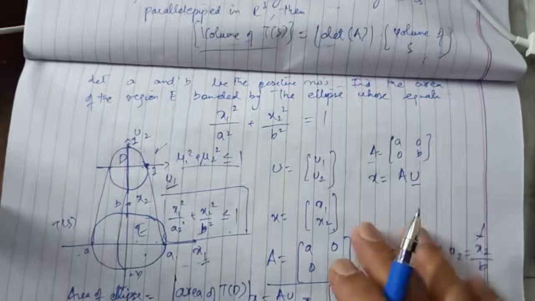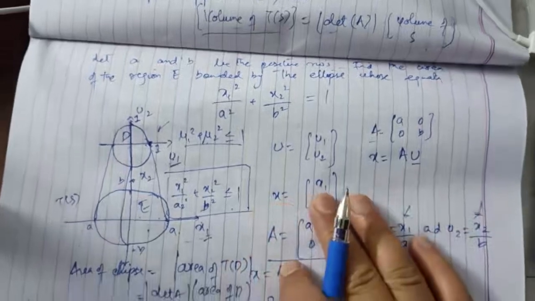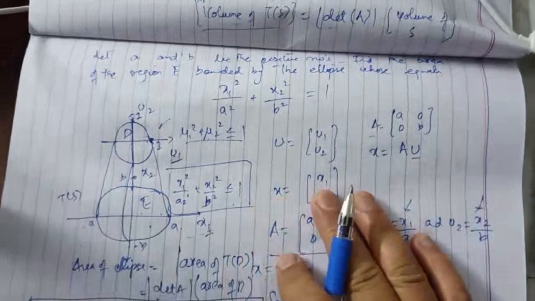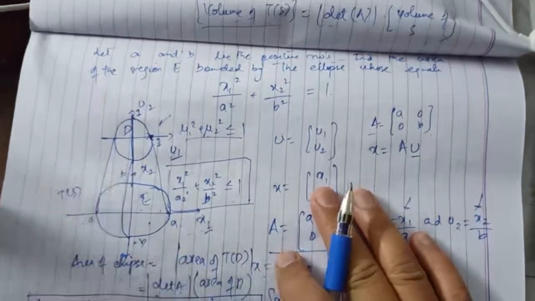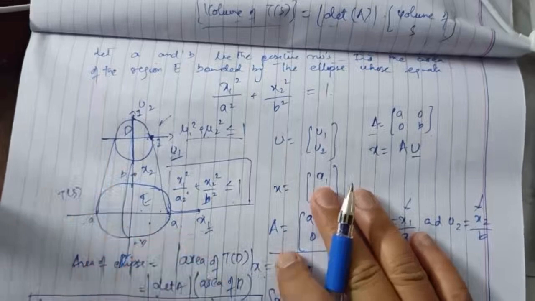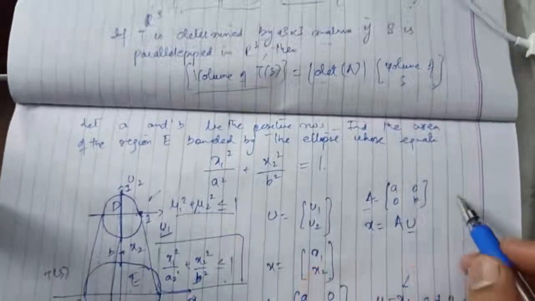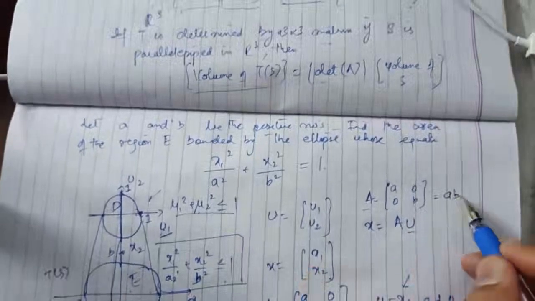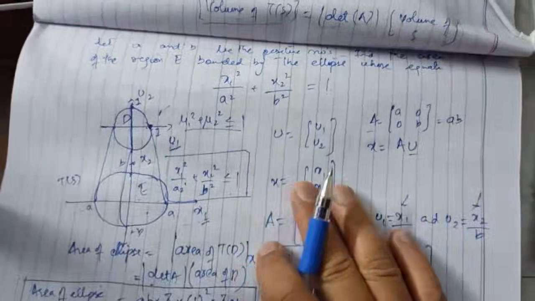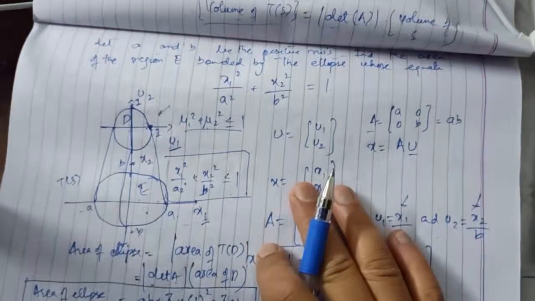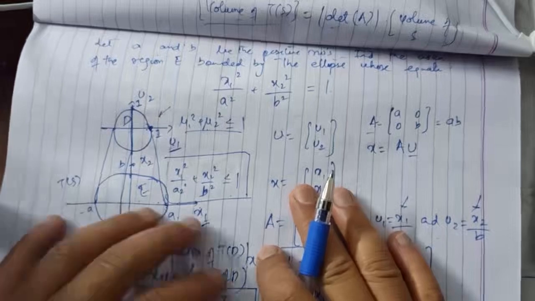Okay, now we know the area of this circle, which is nothing but pi r squared, and we know the transformation matrix A, whose determinant is nothing but a times b, right? So the area now becomes ab times pi r squared, and r is 1 because it is the unit circle, so the area is nothing but pi times a times b.